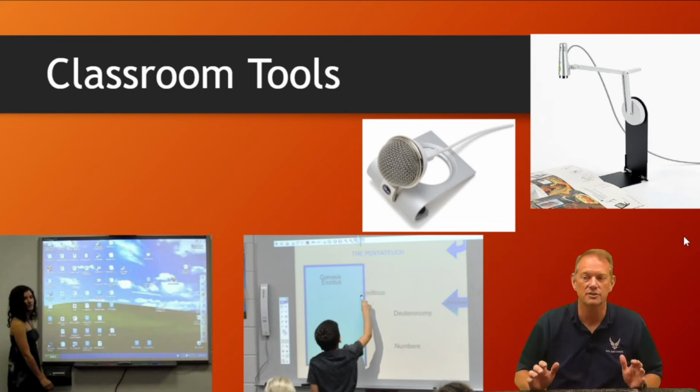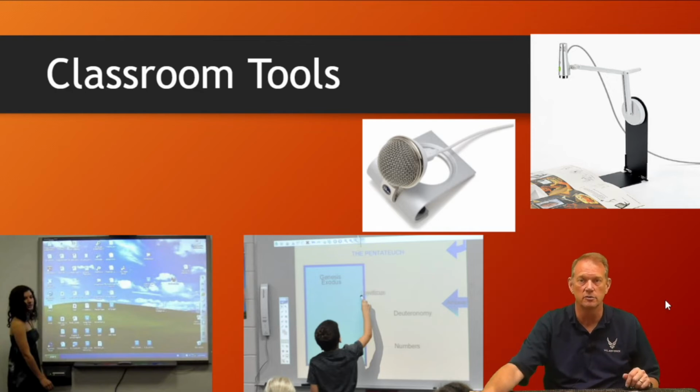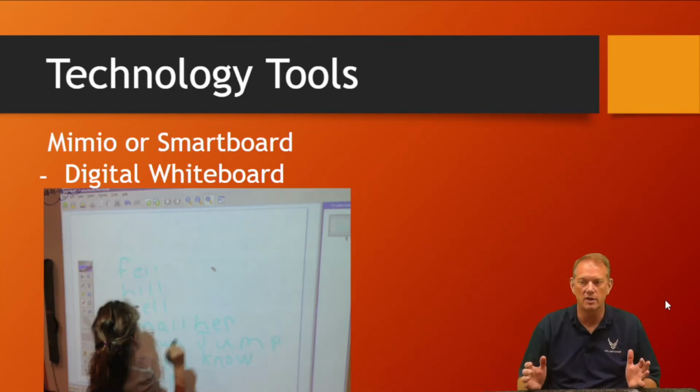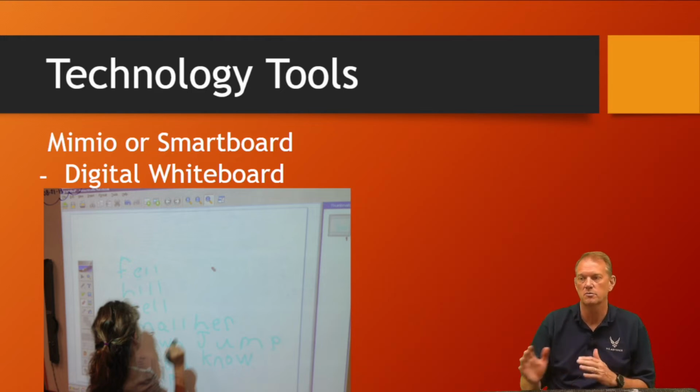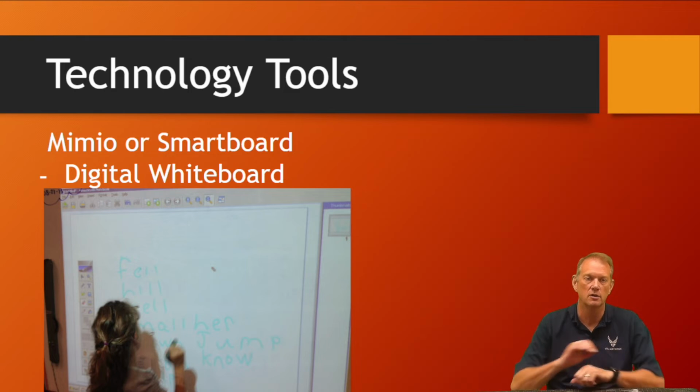We have lots of classroom tools here at National Trail that are available to you that should already all be in your room. The first thing is everyone has some kind of a digital whiteboard, whether it's a Mimeo board or a smart board. You may be used to one or the other.